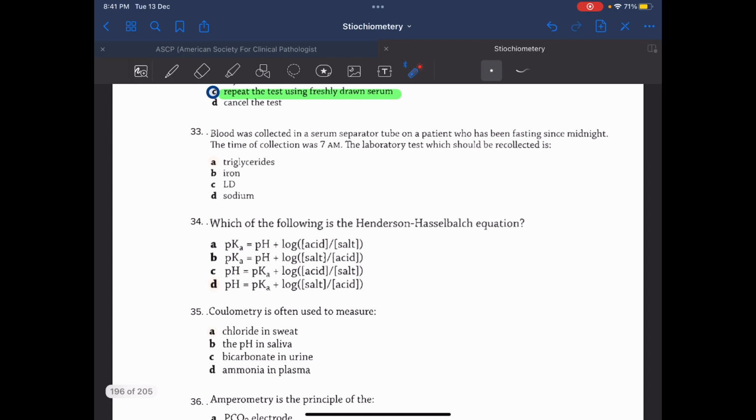Question 33. Blood was collected in a serum separator tube on a patient who has been fasting since midnight. The time of collection was 7 a.m. The laboratory test which should be recollected is triglyceride, iron, LDL, sodium. The correct answer is triglyceride, which should be recollected.